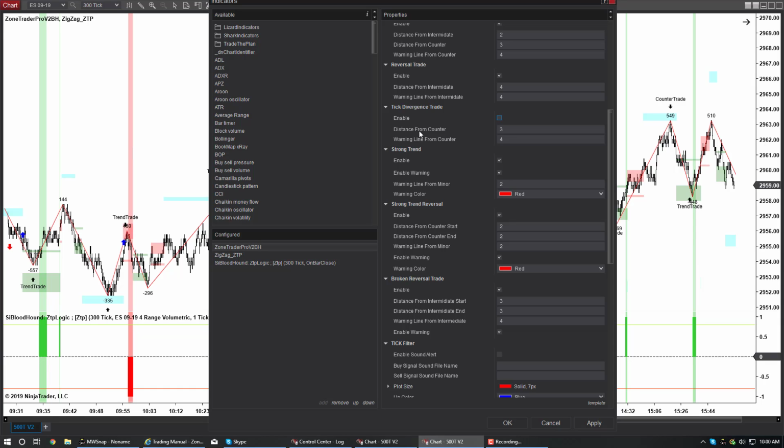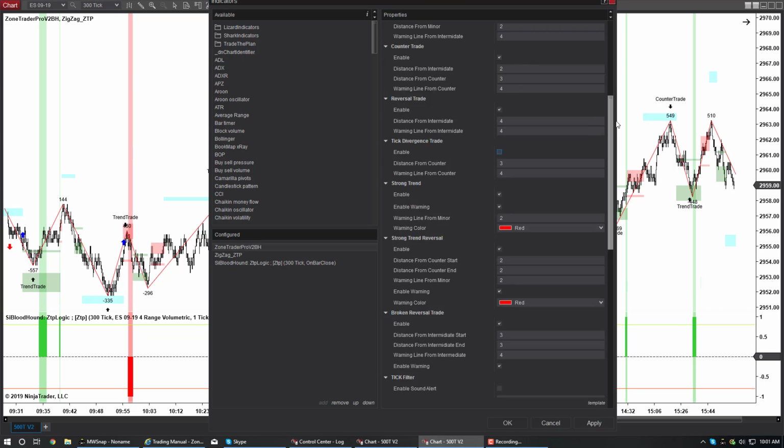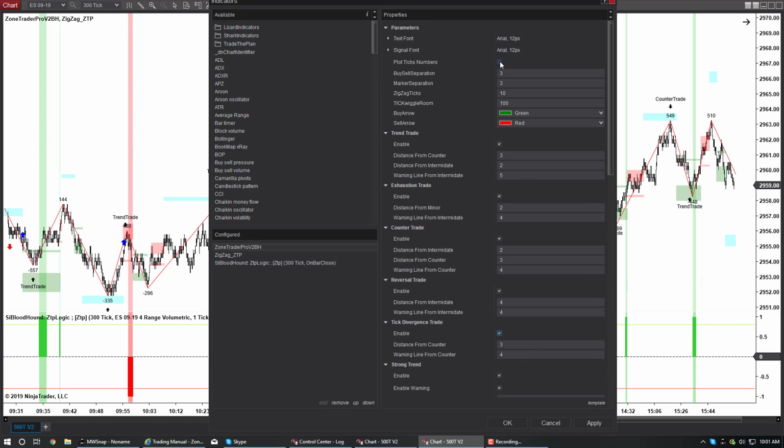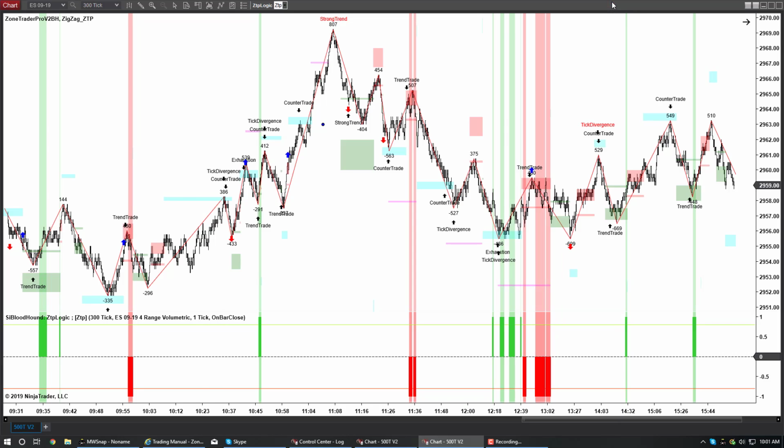So again, very important, unless you're 100% sure that you're receiving a live number, uncheck the number in tick divergence and uncheck the number in plot tick numbers. The tick wiggle room has to do with the tick filter itself. So it's set for 100. So let's take a quick look at what that means.